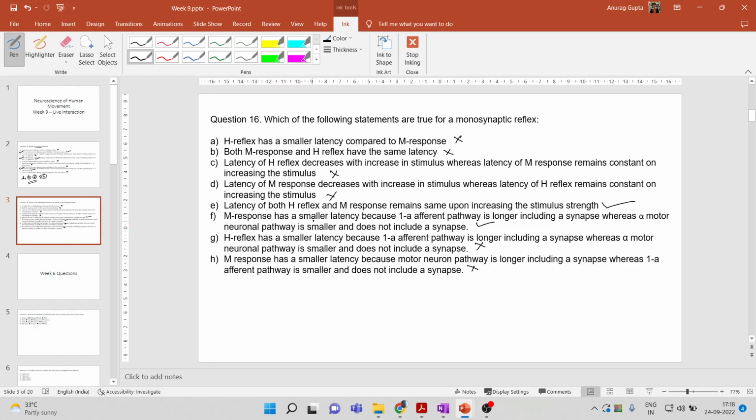The M response has a smaller latency because 1A afferent pathway is longer, including a synapse, whereas alpha motor neuron pathway is smaller and does not include a synapse. The answer is E and F.